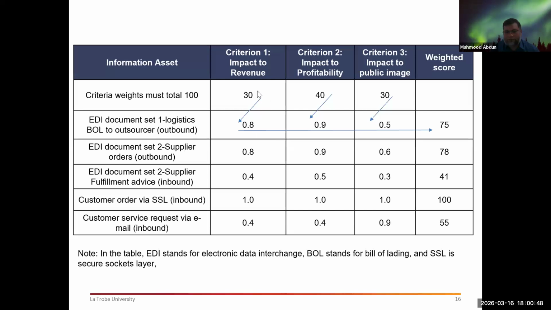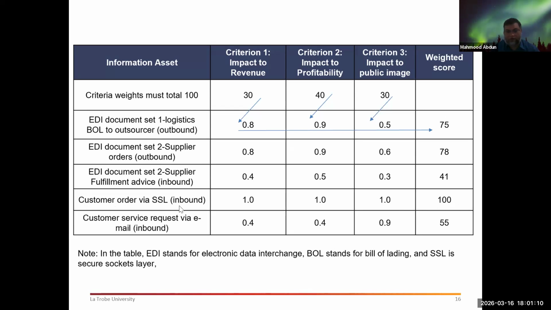So if you multiply this, if you factorize this, so basically 30 times 0.8 is 24, 40 times 0.9 is 36, and 30 times 0.5 is 15. Add them together, that gives you 75. This is the weighted score of this business process. Now, if you consider all the rest, then you'll see some of them have a very high score.